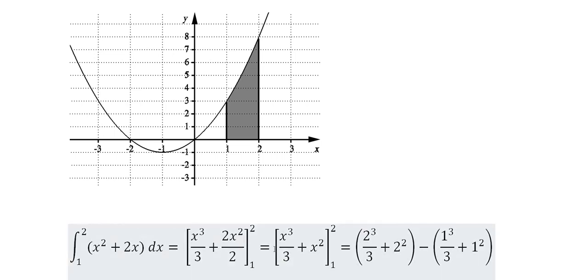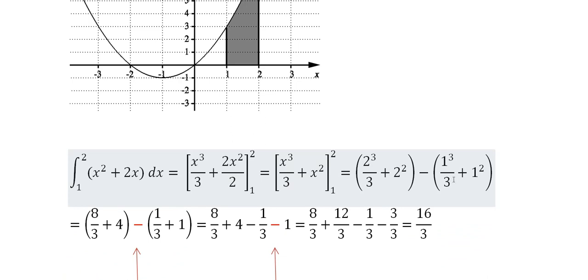Okay. Now, when we have this expression, we first gonna insert the upper limit, which is 2. So replace x with 2. Then we get 2 to the power 3 over 3 plus 2 to the power of 2 minus, and it's very important to have brackets because it's minus the whole expression when x is 1. That's the lower limit. So 1 to the power 3 over 3 plus 1 to the power 2.